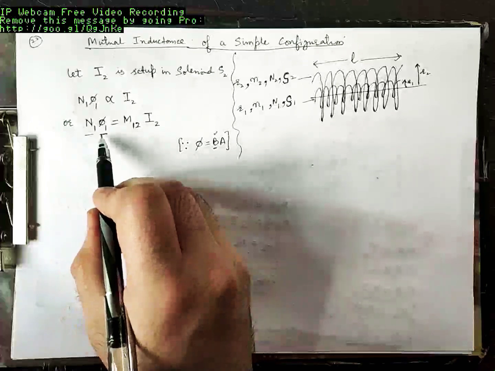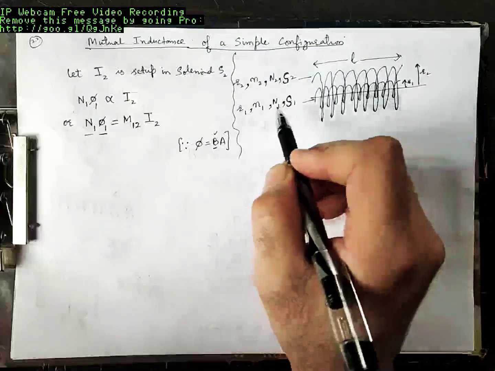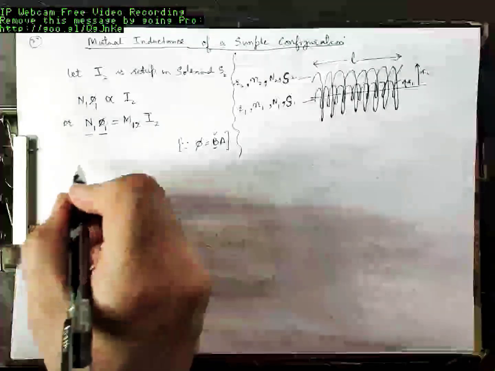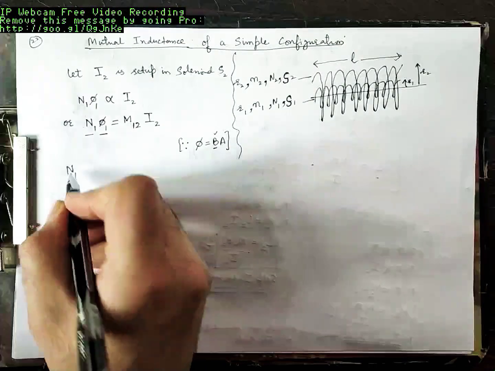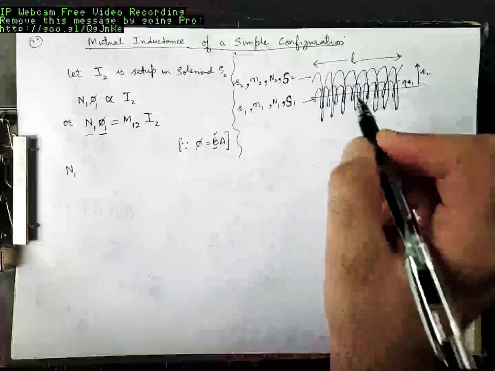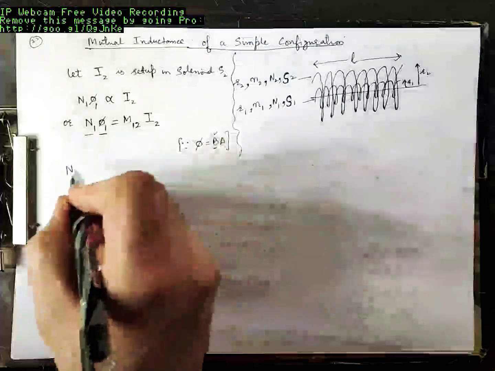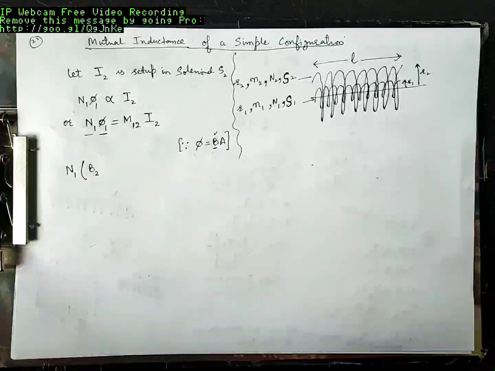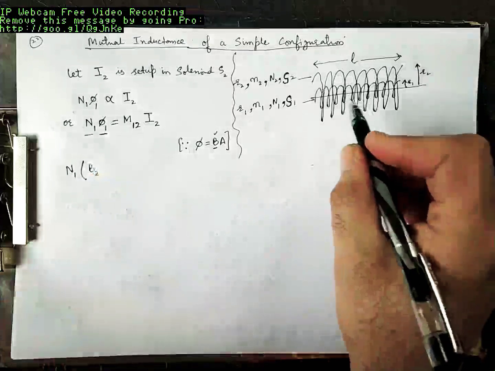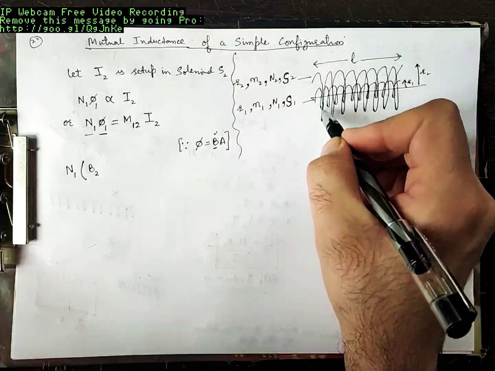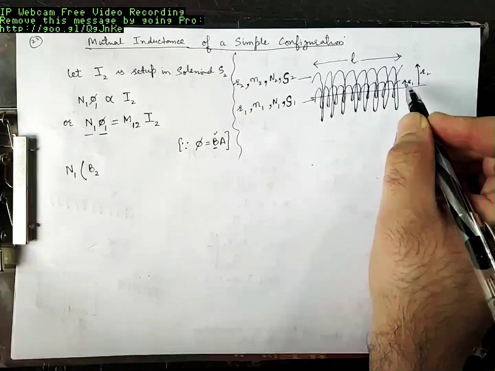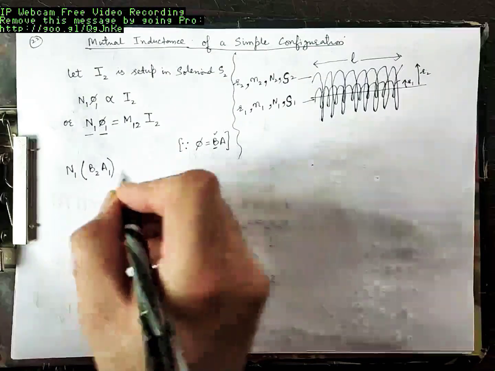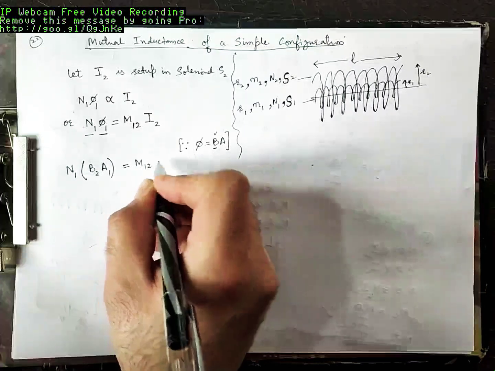Though this flux phi 1 is the flux that is linking coil 1, the flux linking coil 1 here is because of the magnetic field produced by coil 2. So we write here N1. The flux that will link coil 1 is because of the magnetic flux density B2 of coil 2. So phi 1 will be replaced by B2 into the area through which the flux is passing. We want to calculate flux through the area of coil 1, so A1, which is equal to M12 into I2.